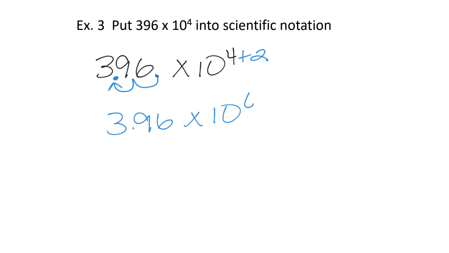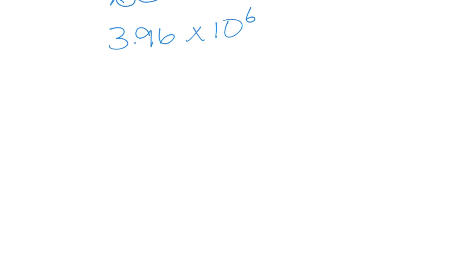So it's 3.96 times 10 to the 6. Now there is another way, and I don't know if it's any easier or not, but it's doable, and that way you can use the calculator with it. If you put this in the calculator, you put 396 times 10. Now, some calculators use the caret. Some calculators use y to the x. So whatever way your calculator has of doing exponents, this is what you do.